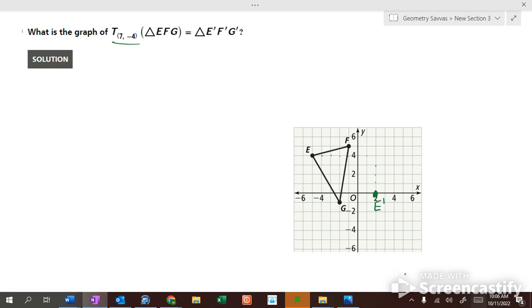F, 7 to the right, 1, 2, 3, 4, 5, 6, 7, and 4 down, 1, 2, 3, 4. F prime. G, 1, 2, 3, 4, 5, 6, 7, 1, 2, 3, 4. G prime.